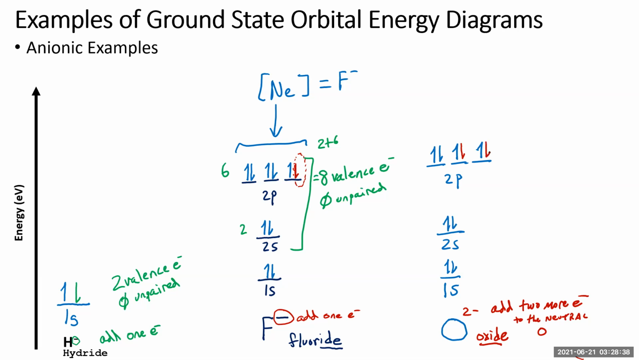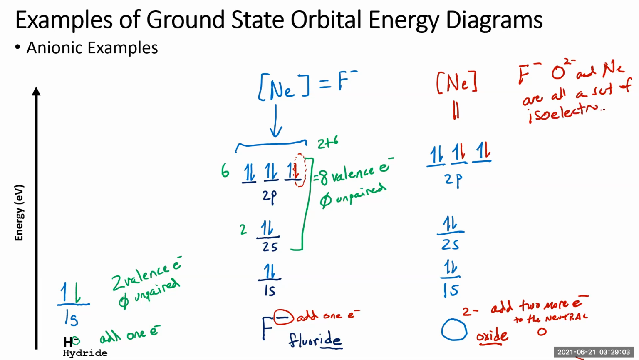So if I add 2 more electrons, what do I get? Well, I get the same thing. I get a complete p subshell. This also is equal to neon. In fact, we can say that fluoride, oxide, and neon are all a set of isoelectronic species. In chemistry, sometimes you use the word species, that is to say atoms and ions, whatever.